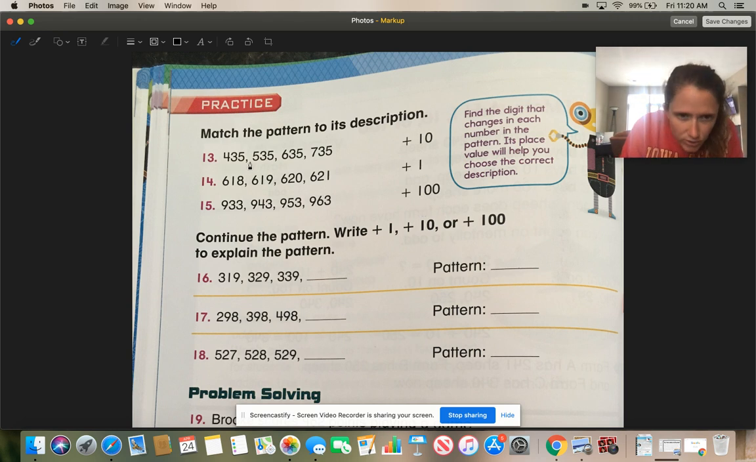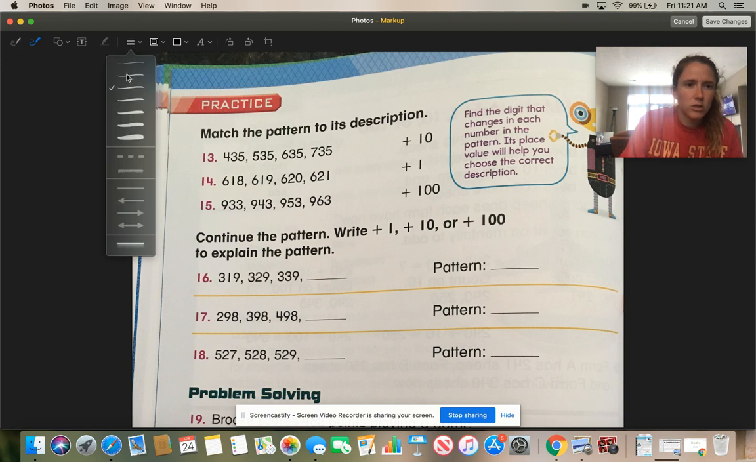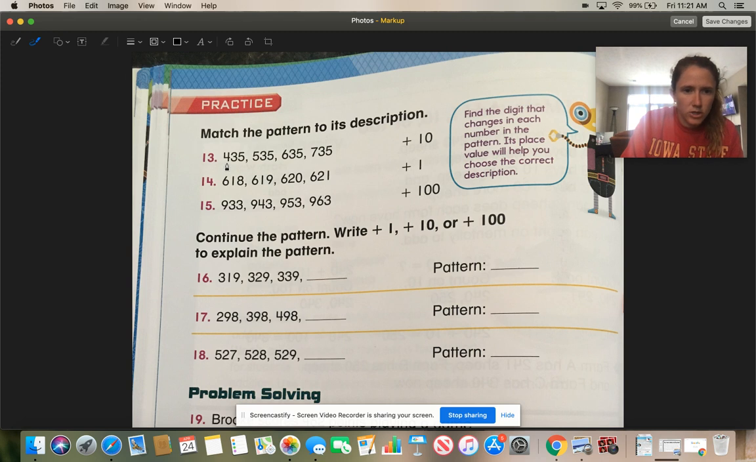So 435, 535, 635, 735. Put a dot underneath which place is changing. Put a dot under what is changing. So the 4 changed to 5, and then a 6, and then a 7. So what place changed? The hundreds. So they're counting up by 100. Let's go on to the next one.